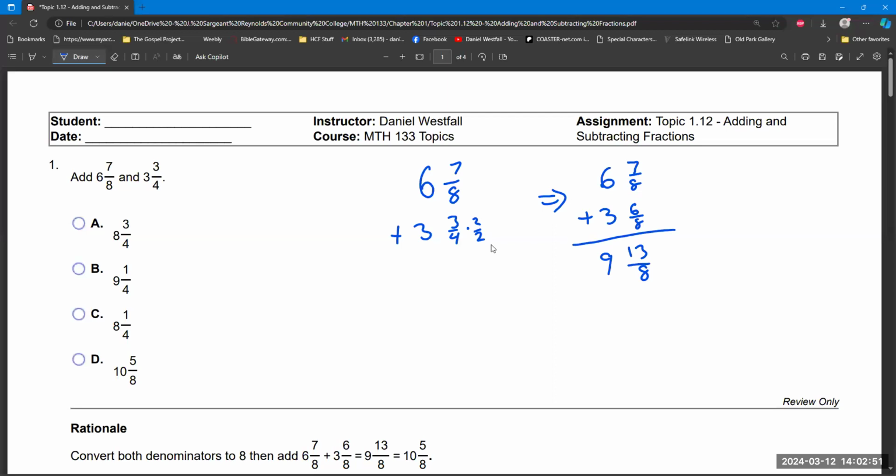Wait, we have an improper fraction here. 13 is bigger than 8. So what we're going to do is say that this is 9 plus another 1. And when we take 8 away from 13, we have 5/8. So 9 plus 1 is 10. And the fractional part is 5/8. And we have 10 and 5/8.